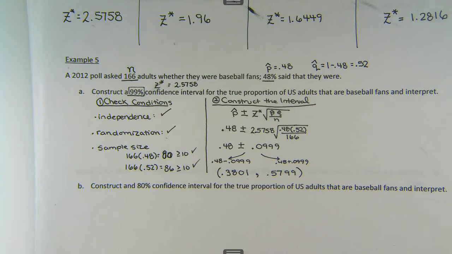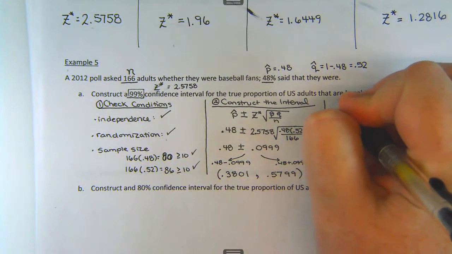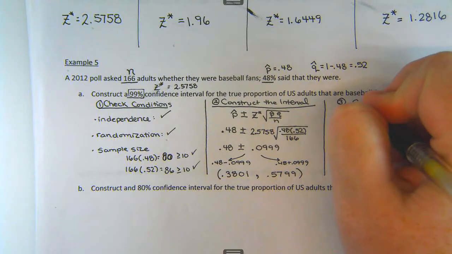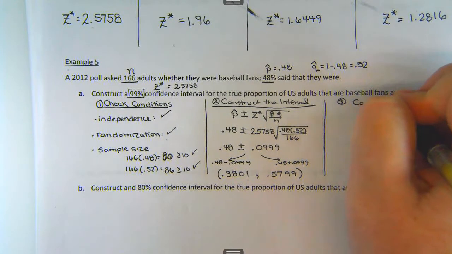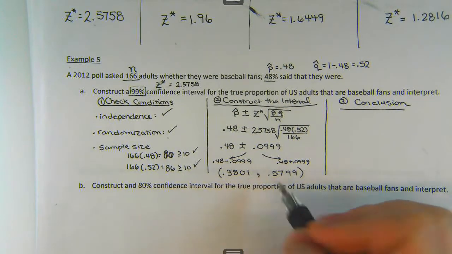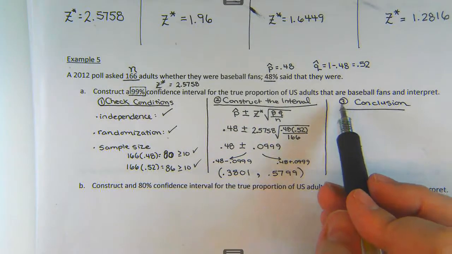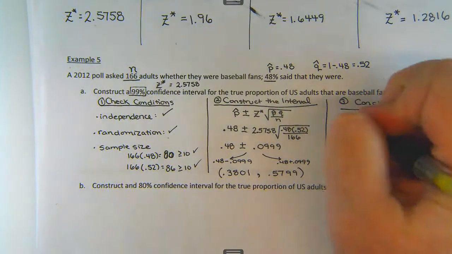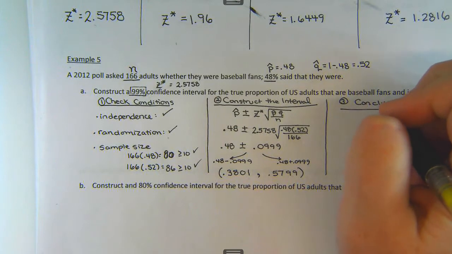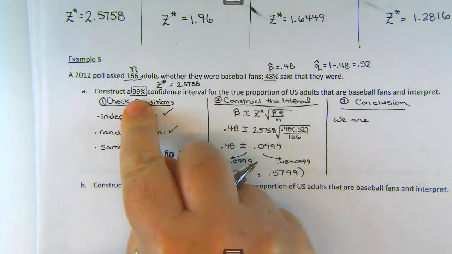But whenever we make an interval, we always have to end with a conclusion. And that's our third and last step: writing up an accurate conclusion in sentence form. So remember, we want to mention our confidence level, our range of values that we just calculated there, and then talking about this proportion of all U.S. adults that we're extending this to. So starting with our confidence level, we are 99% confident.